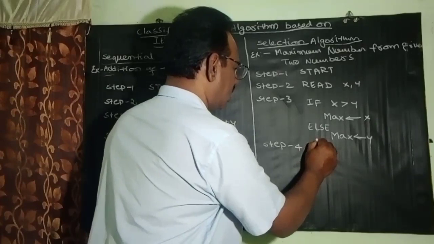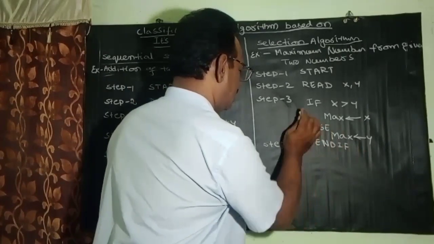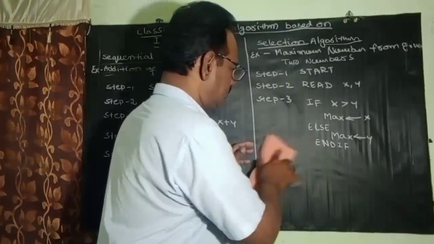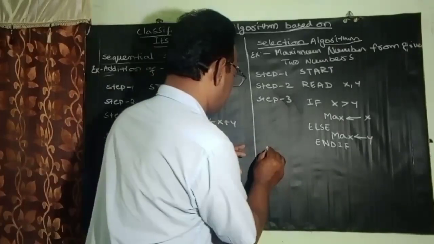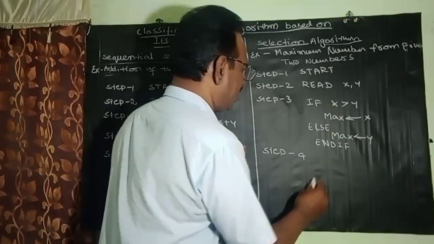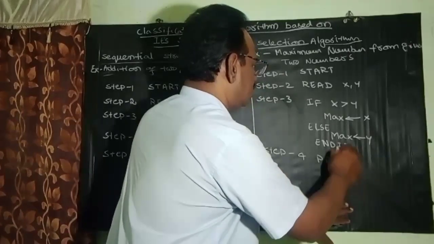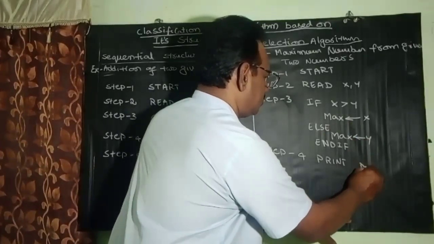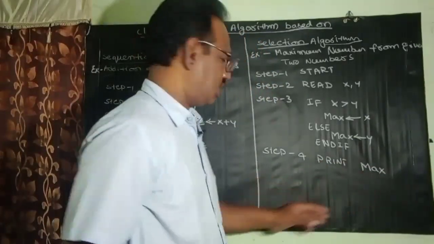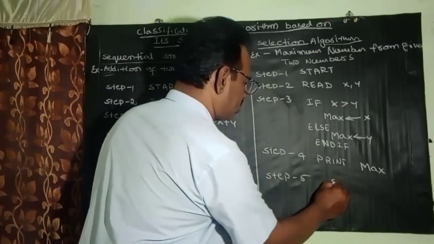Here the end statement will be end if. And here step 4, I am going to write a print statement, print. What I have to put? The maximum. I have to display the result. And step 5, last statement, that is stop.